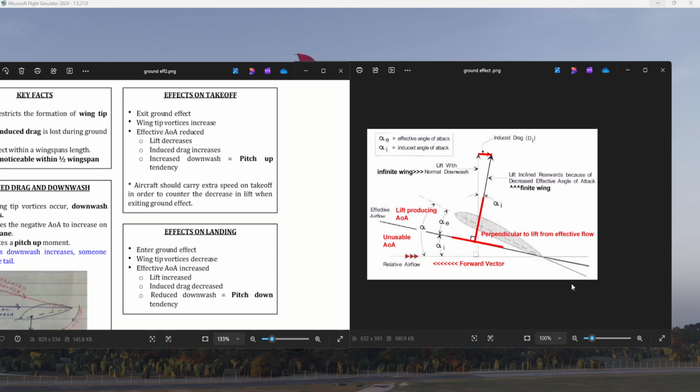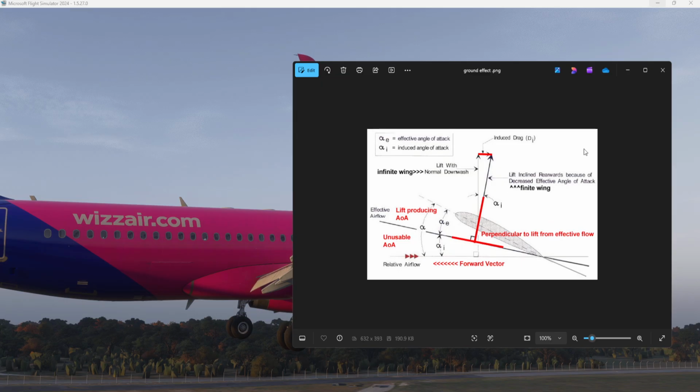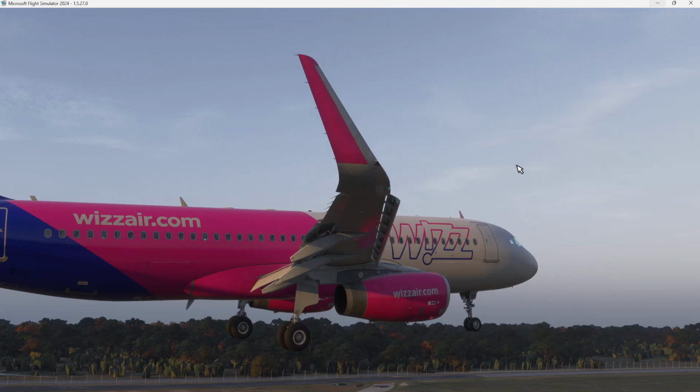But during takeoff, the opposite, we are leaving, so this goes down and this goes up over here. Effective angle of attack decreases during takeoff, and the induced drag increases. So the drag will increase, the lift will decrease. Do we have it clear? So this is basically what you need to know about the principle of flight part about the ground effect.